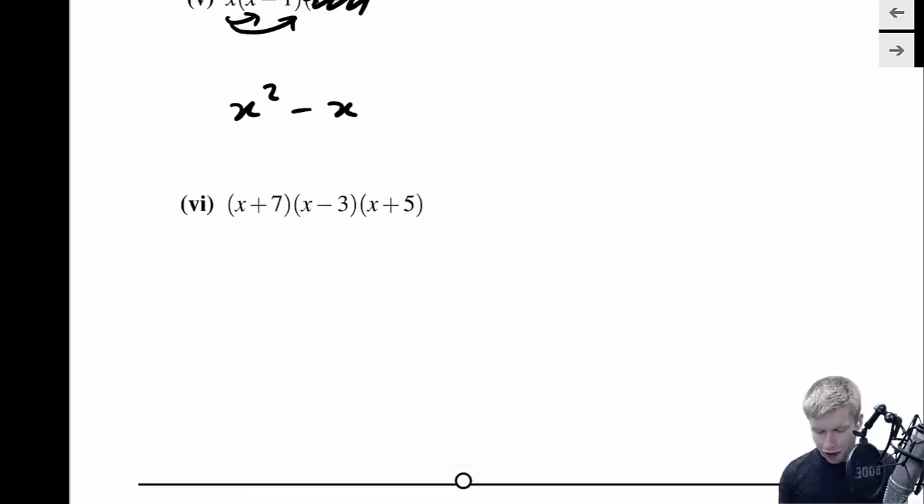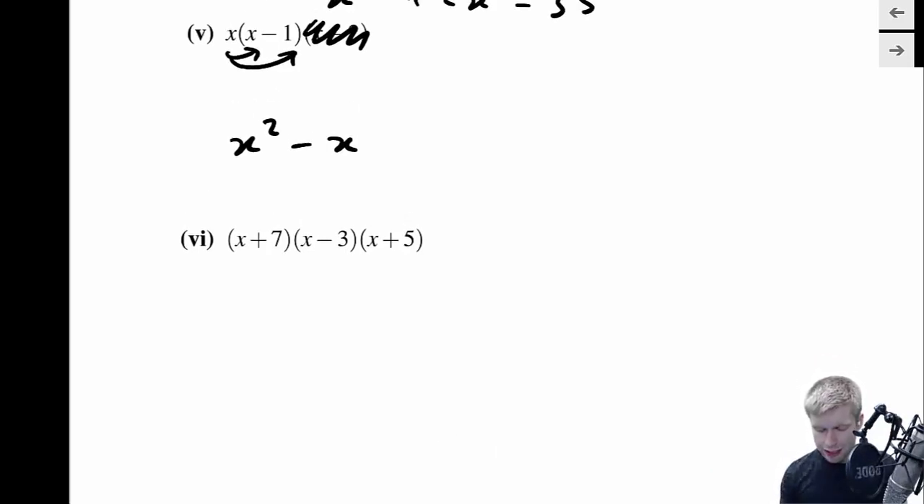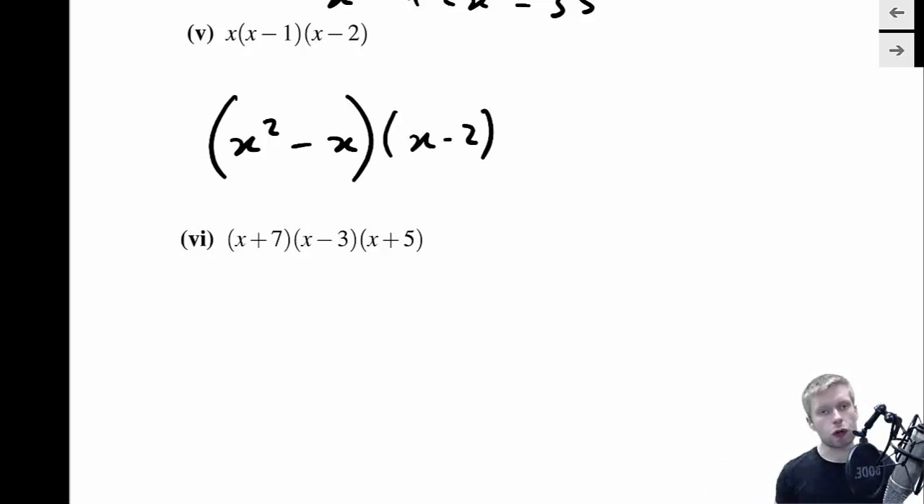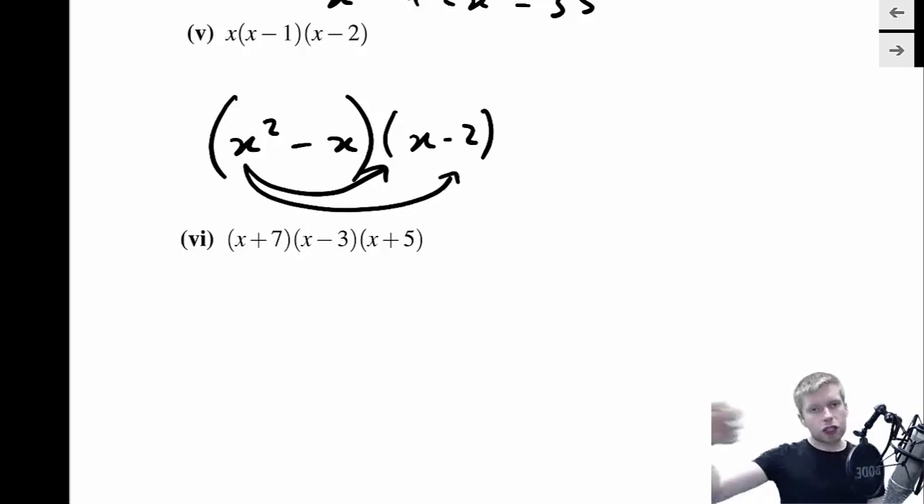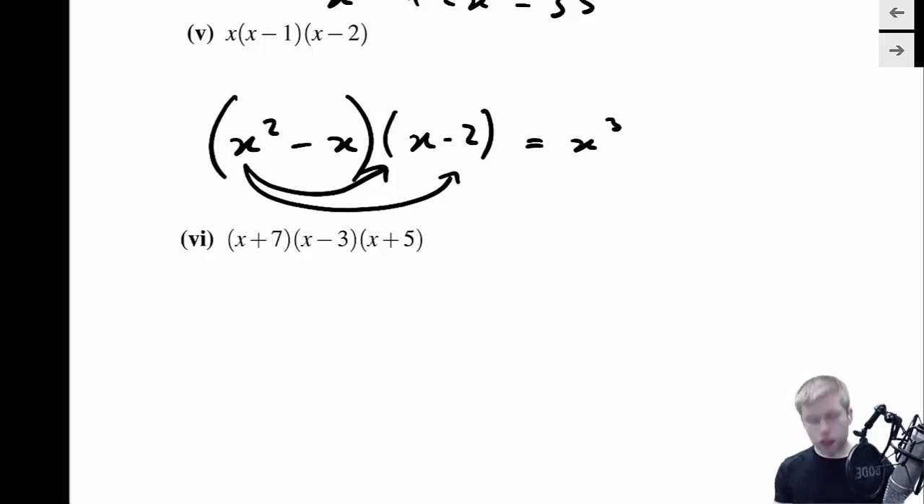The only issue is though, we can't just leave it like that. We also need to consider that all of that is being multiplied by x minus 2. This is just the same. We just make sure that everything in the first bracket visits everything in the second bracket. So the x squared visits the x, which makes x cubed. And the x squared also has to visit the minus 2, which makes the minus 2x squared.